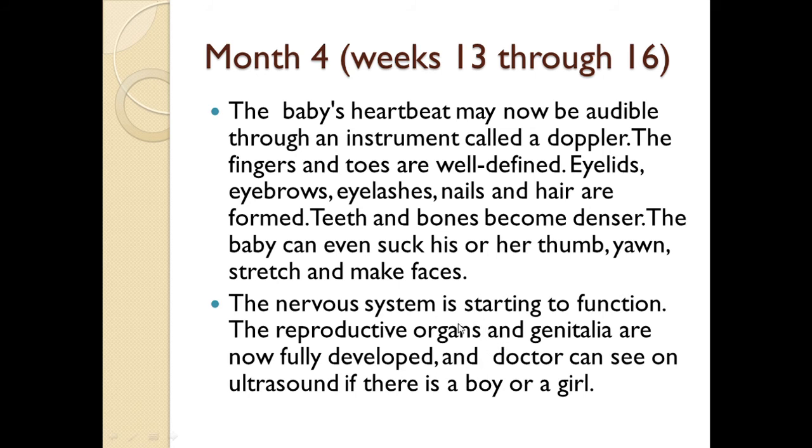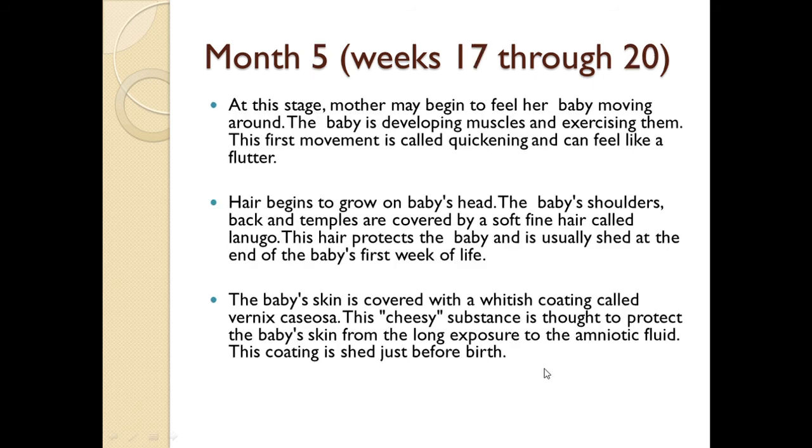The reproductive organs and genitalia are now fully developed and the doctor can see on ultrasound if it is a boy or a girl. But in India it is banned to tell the sex of the growing baby because of female infanticide. Now in the fifth month, the mother may begin to feel her baby moving around. The baby is developing muscles and exercising them. The first movement is called quickening and it can feel like a flutter.